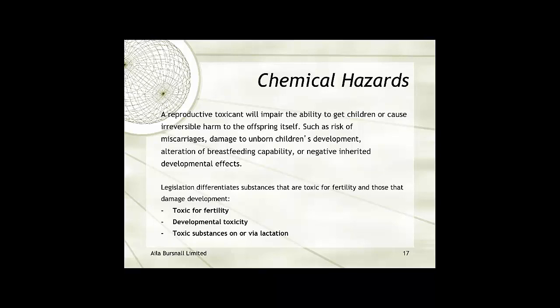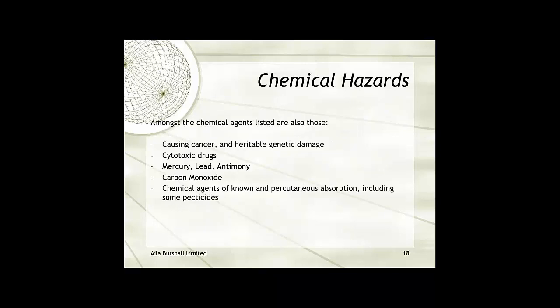A reproductive toxicant will impair the ability to conceive, cause harm to the offspring, or cause miscarriage or damage to the unborn child. So they have been listed in 3 different areas according to legislation. So the first one is toxic for fertility, developmental toxicity, and then toxic substances on or for lactation. And in this case also, it's just the risk of exposure that could cause stress.